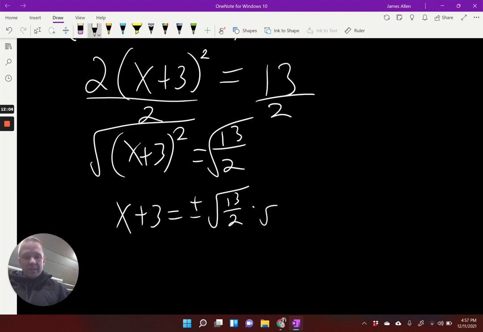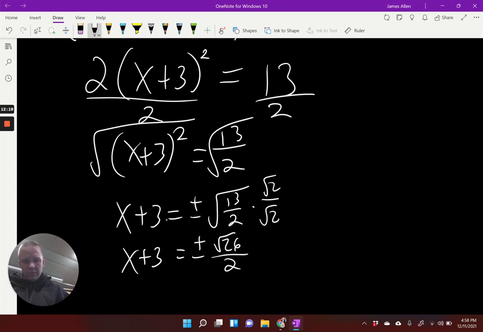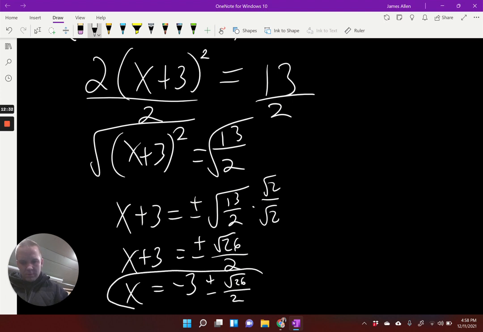So I need to rationalize this. If you remember what that means, I'm going to be multiplying by root 2 over root 2 because there's a square root of 2 in the denominator. Not cool in the math world for whatever reason. So I have plus or minus the square root of 13 times 2, which is 26, over 2. Last step, subtract 3. I'm going to do -3 plus or minus the square root of 26 over 2. There it is. Final answer.